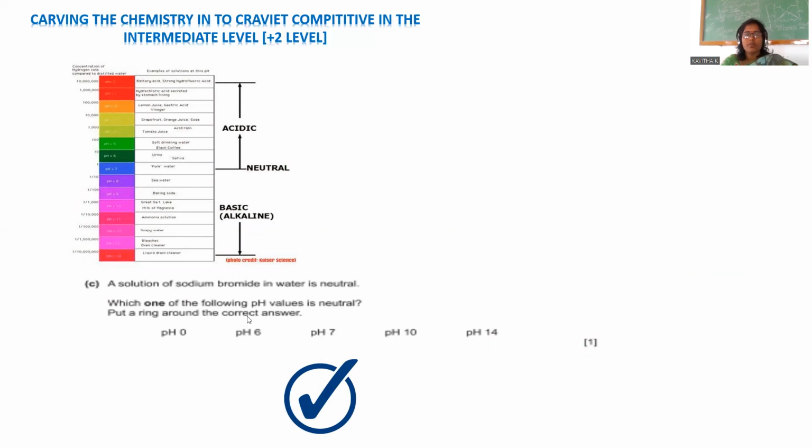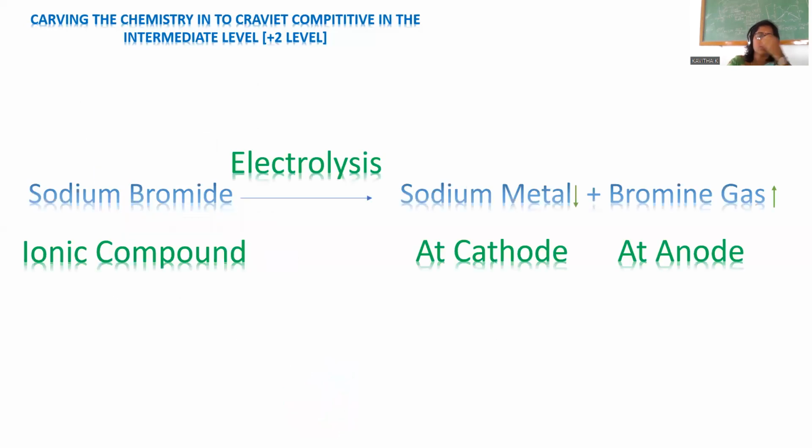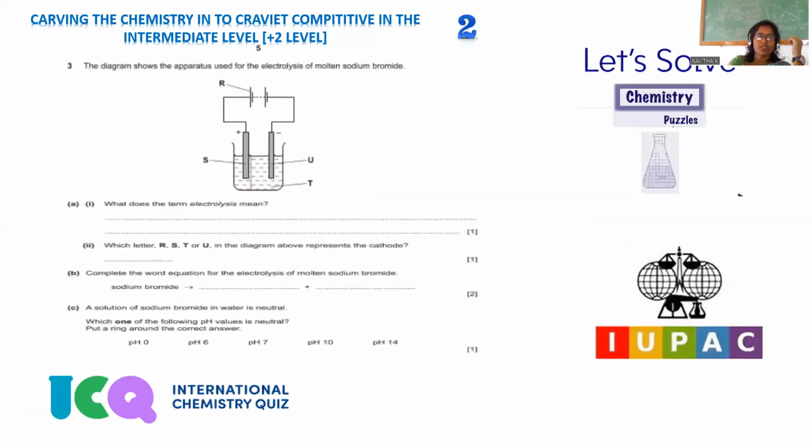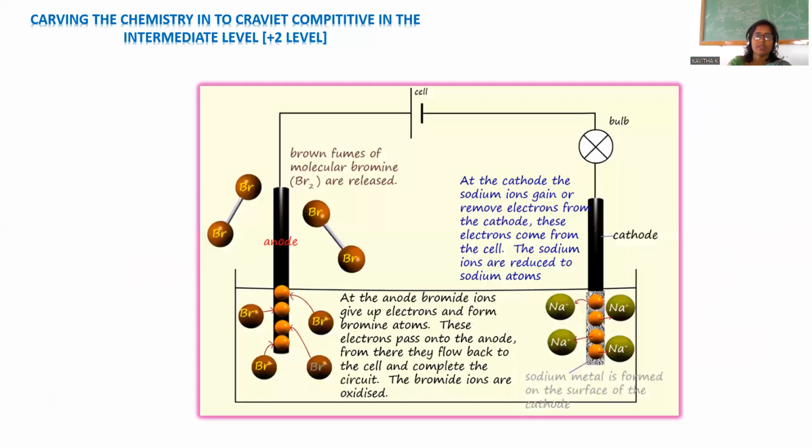Sodium bromide is the typical example of a salt made by the combination of a strong base and a strong acid. That's why the compound generated is exactly neutral. Hence we can put 7 as the correct answer. Okay. By this, all the questions mentioned in question number 2 got answered: electrolysis, what is the cathode, what is the equation, and what will be the pH of a neutral solution. So I hope this question is very clear. Let's move on to question number 3.